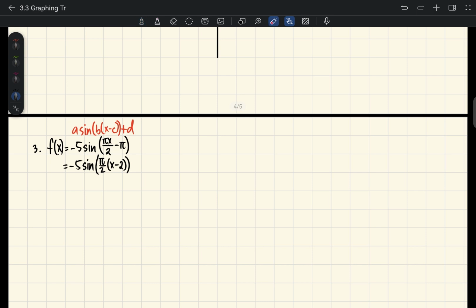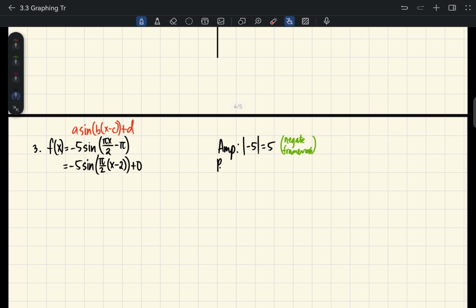Then for the plus d, we can just write this as plus 0. So given this one, what's our amplitude? Amplitude is just the absolute value of a. So absolute value of negative 5, that is 5. But since we have a negative value of a right here, we have to negate our framework.